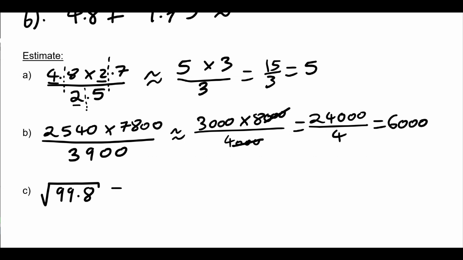Lastly, 99.8. First significant figure is 9, underline. The 9 tells the 9 in the tens column to round up, so we have 100, which gives us square root of 100, which is 10.